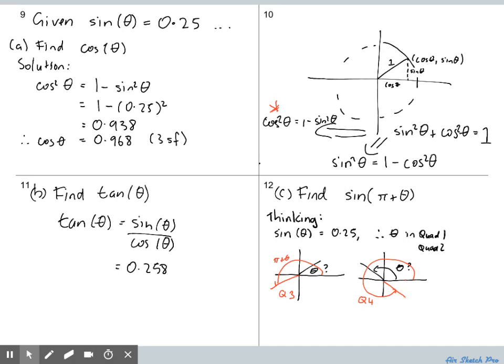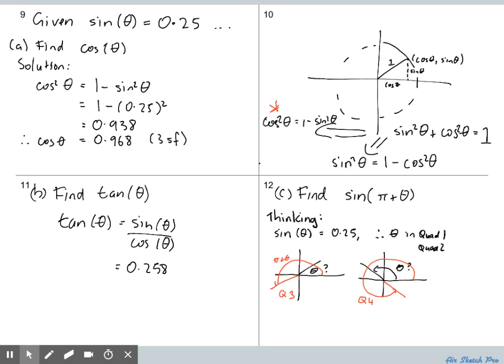Okay, and in the opposite quadrant, sine is negative. Okay, so that's the thinking, that it actually doesn't matter what theta is. And here's the clincher, this is the shortcut. It behaves as if theta were in quadrant 1. It behaves as if it was like that. In other words, because sine theta is 0.25, we know it's positive. So we can therefore conclude that adding pi to theta will give us the negative of that.